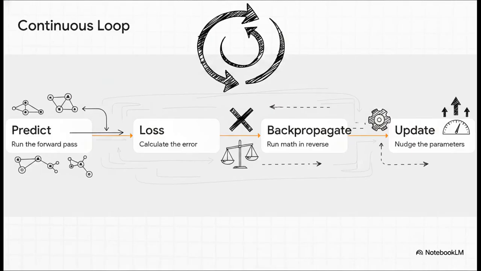This gives us this incredible, continuous learning loop. Step 1, the model makes a prediction in the forward pass. Step 2, we evaluate that prediction and calculate the loss. Step 3 is where the real magic happens. Backpropagation. The computer essentially runs all the math in reverse, calculating exactly how much every single weight and parameter contributed to that bad loss score. And step 4, we update the weights. We nudge the parameters ever so slightly in a direction that's going to make the loss go down the next time we see that data.